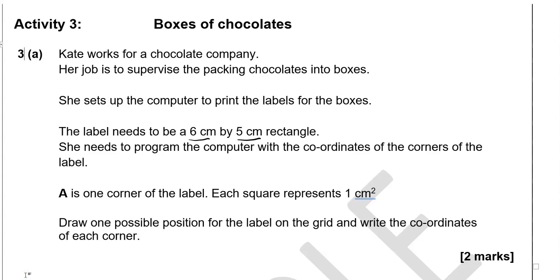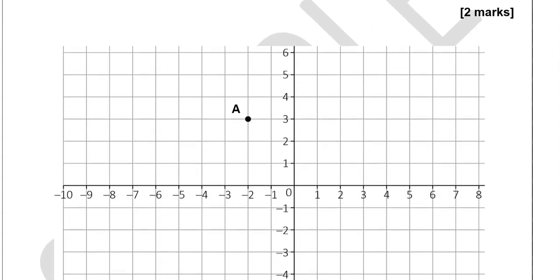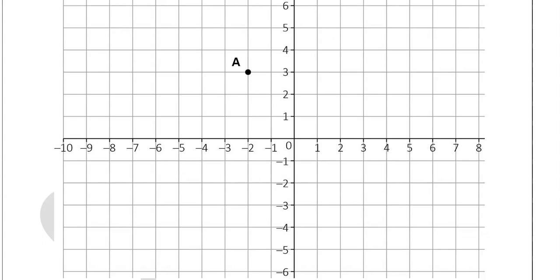A is one corner of the label. Each square represents 1 centimeter squared. Draw one possible position for the label on the grid and write the coordinates of each corner. So there is A. We could go 1, 2, 3, 4, 5, 6, and going 5 down because it's got to be 6 by 5 centimeters: 1, 2, 3, 4, 5. And then of course 6 this way and 5 this way.